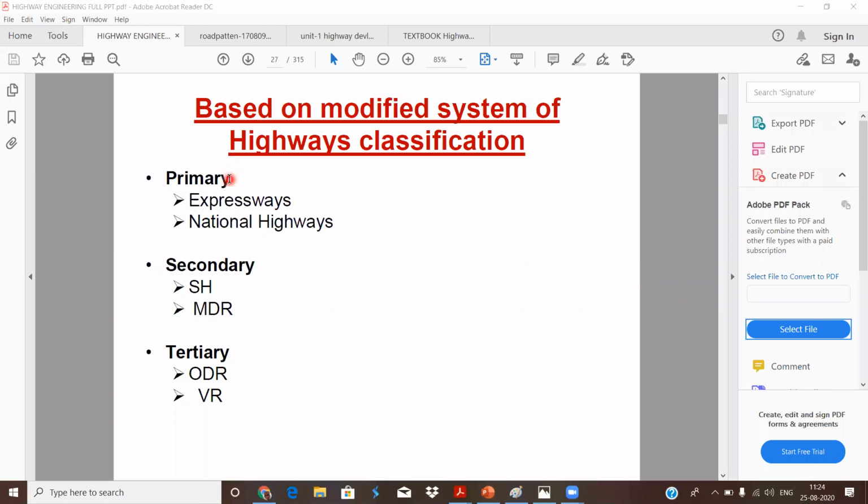In primary classification, expressways and national highways are present. In secondary classification, state highways and major district roads are present. In tertiary classification, other district roads and village roads are present. So one by one we will discuss.